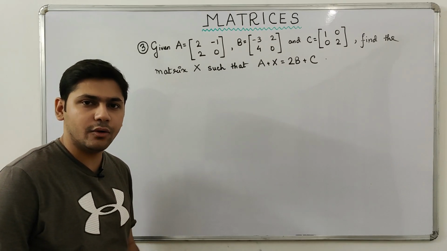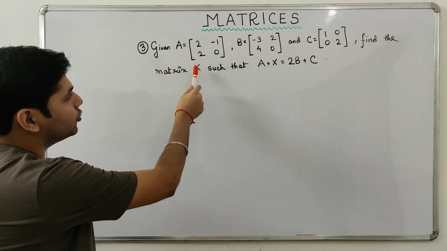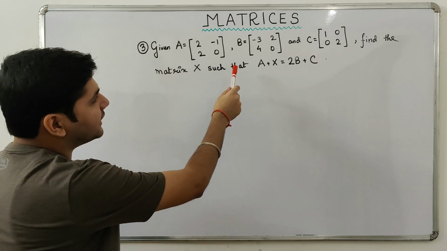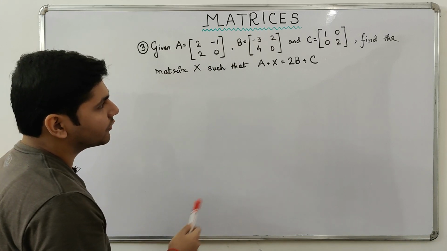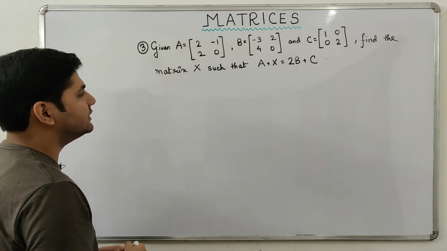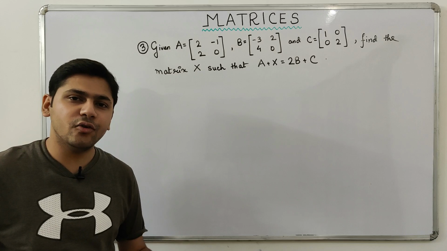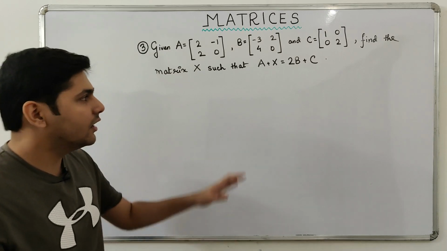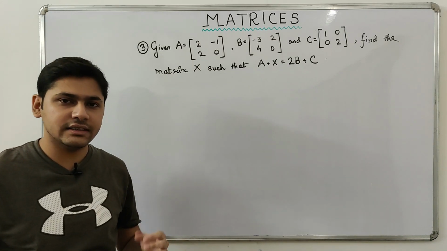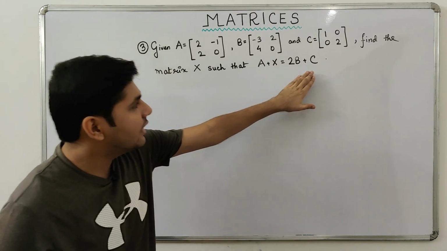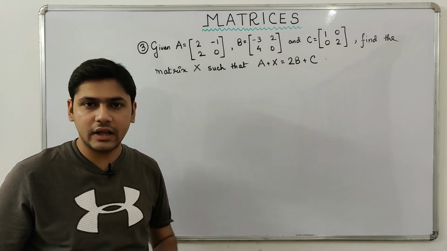Moving on to question number 3, we have given a is equal to 2 minus 1 2 0, b is equal to minus 3 2 4 0, and c is equal to 1 0 0 2. You have to find the matrix X such that a plus x is equal to 2b plus c. Now, whenever you face this sort of a question where you have an equation and you have to find a matrix X, what to do first is that in this equation, keep the matrix X on one side and all the other elements on the other side. So let's do that first.